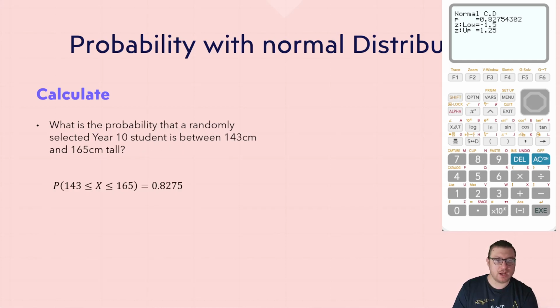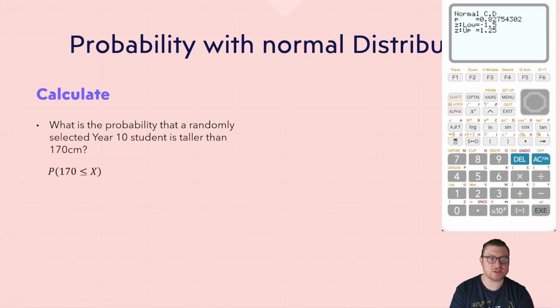Okay, so we have answered this question. This is the next question. Try and have a look at what this question wants. What is the probability that a randomly selected year 10 student is taller than 170? Well, as a probability statement, this would mean that X is greater or equal to 170. Now, it says taller, so strictly speaking, it should be without the equal sign. But again, for the normal distribution, it doesn't matter which sign you use.